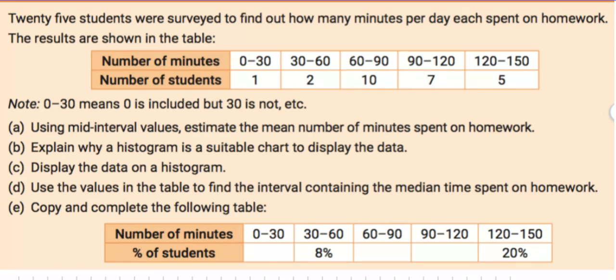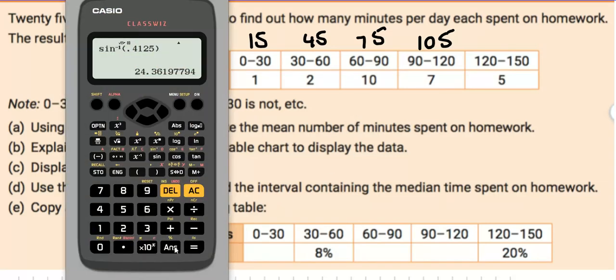Okay. Now, here's what we're going to do. We're going to put this as 15. This is 45. This one as 105. How do I know it's 105? You add them together and you divide by 2.